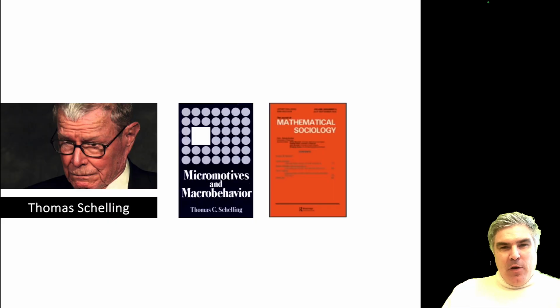The idea of segregation being the outcome of some sort of chain reaction was most profoundly developed by Thomas Schelling in his book Micromotives and Macrobehavior. Let's have a look at a wonderful video that explains this.